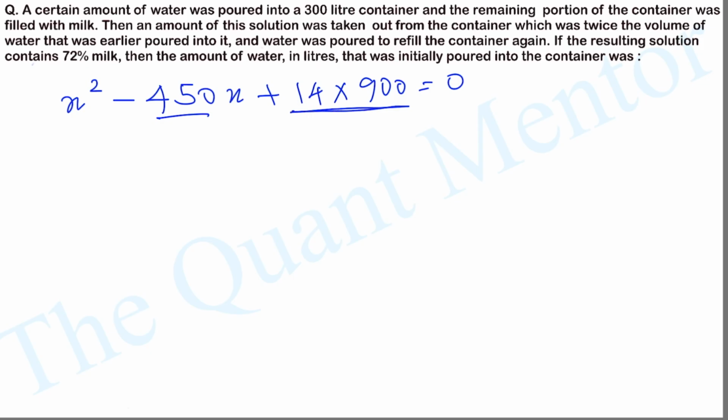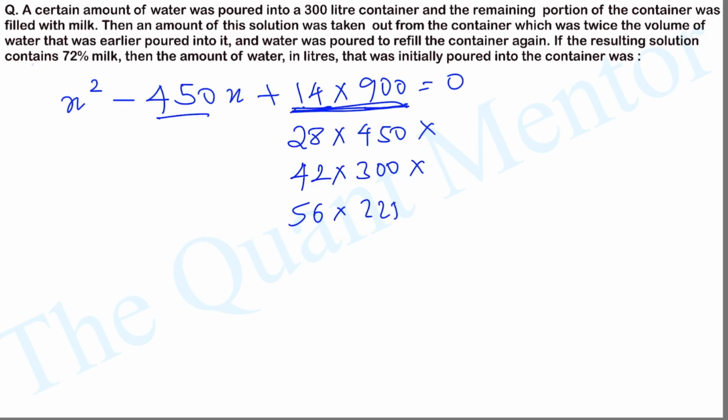Now 14 and 900 don't add up to give 450. So I have to look for two other numbers whose sum is 450, right? So I could try by writing this as 28 into 450. No, the sum is still more than 450. Or we could write 42 into 300. This is 342, not 450. Or we could write 56 into 225. The sum is less than 450 again.